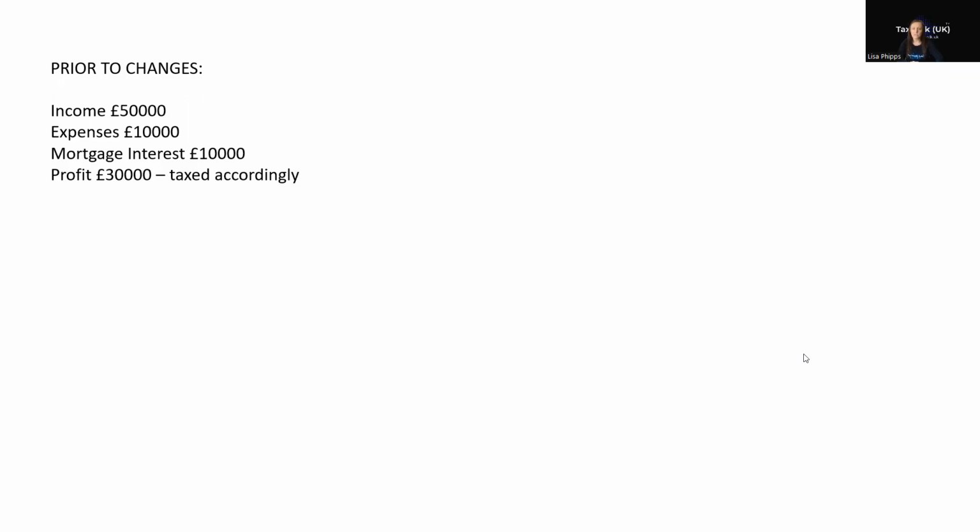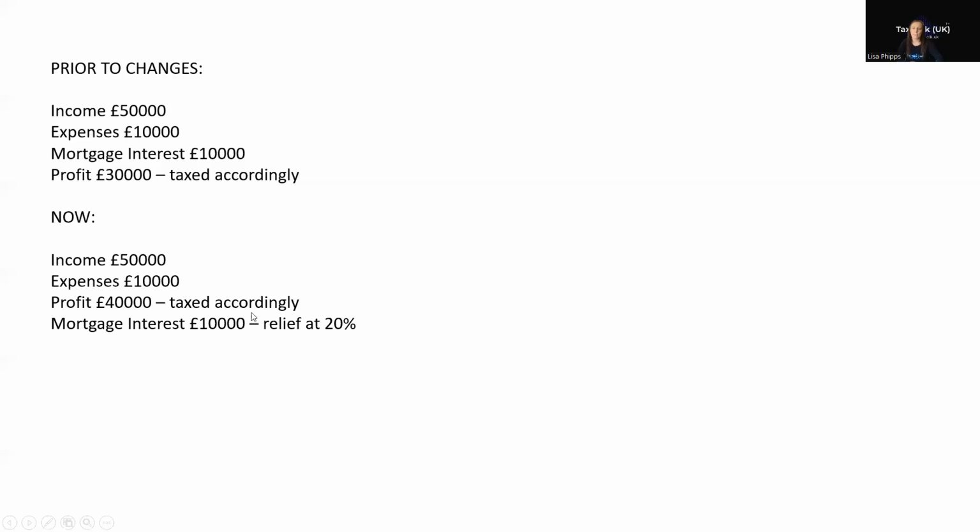So prior to the changes, let's say, for example, you had rental income of £50,000 and general expenses of £10,000. So the general expenses, repairs and maintenance, insurance, professional fees, all of those things, everything but your mortgage interest. And then you have mortgage interest that you've paid in the year of £10,000. So that will give you a profit of £30,000. And then on your self-assessment tax return, that will be added to your other income and taxed accordingly at the rate that depends on your total income.